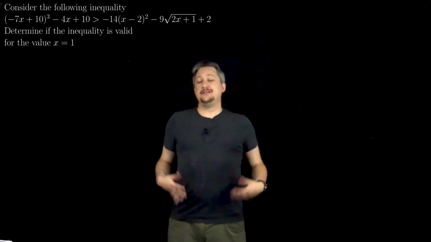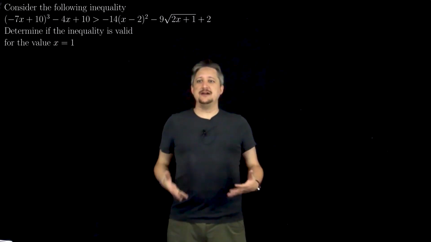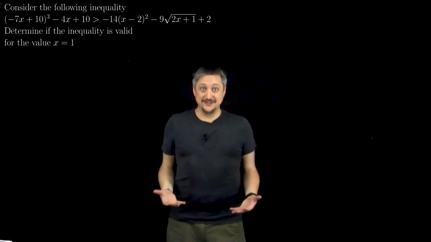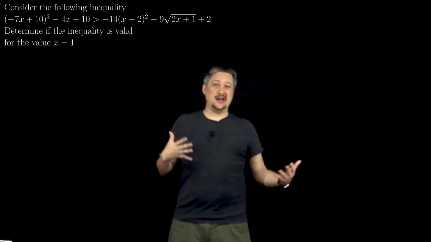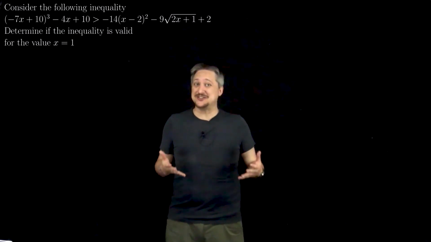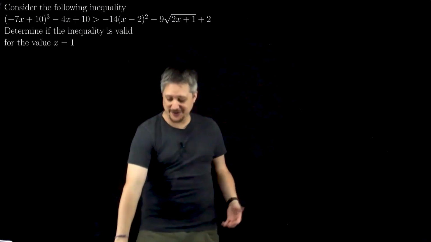Hello. So in this video, we're going to be doing some inequality verification. Typically, if we want to know if an inequality is valid at a certain point, there are lots of ways we could graph it and do some stuff. But honestly, the easiest way is to just compute both sides and see if the inequality is true. So that's all we're going to do.